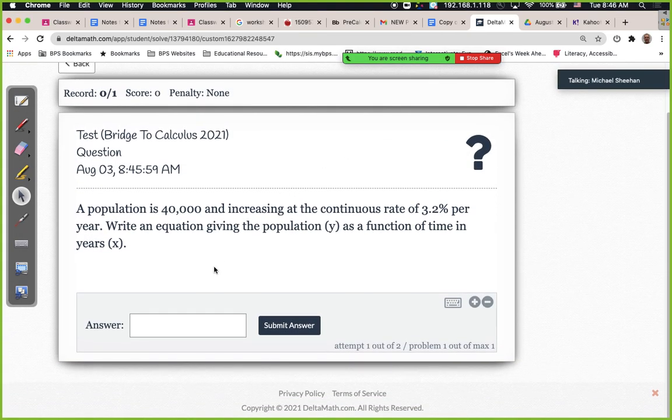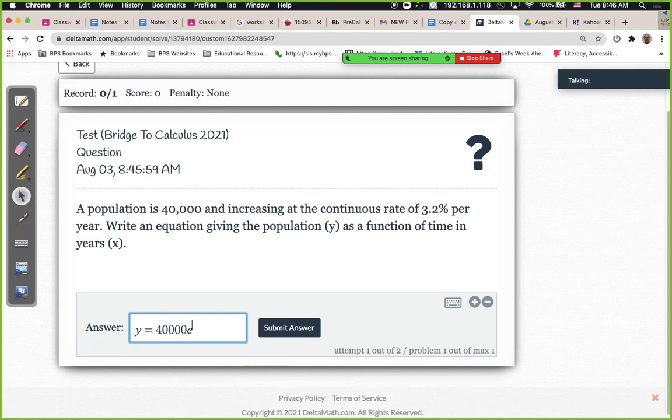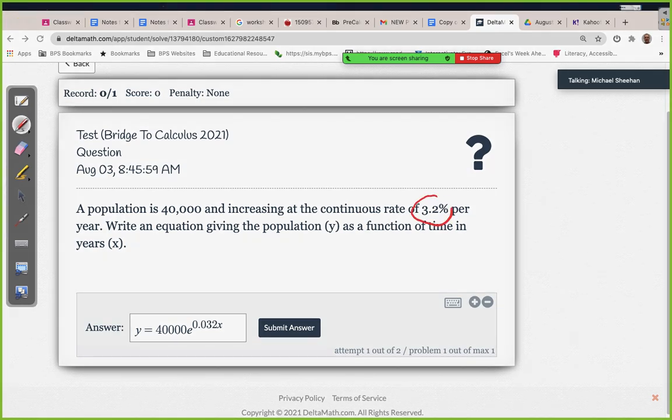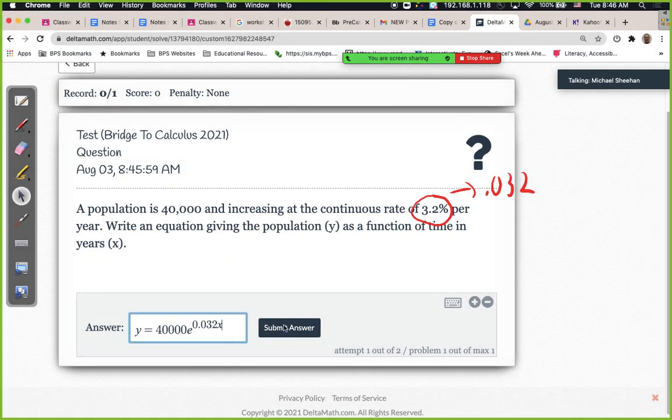All right, this one here, a continuous rate. I just wanted you to remember that you use base e when you see the word continuous. So y equals 40,000 e to the 0.032x. All you have to do on these, you don't build in the 100% or anything on these. Just convert this to a decimal. That's 0.032, 3.2 divided by 100, and that's your answer. And this one will self-score.